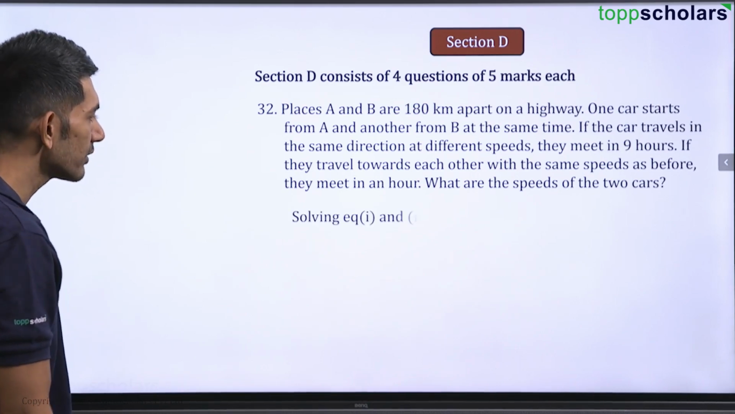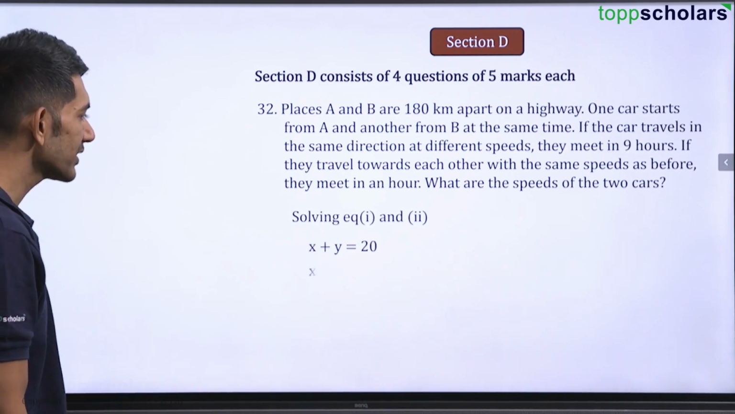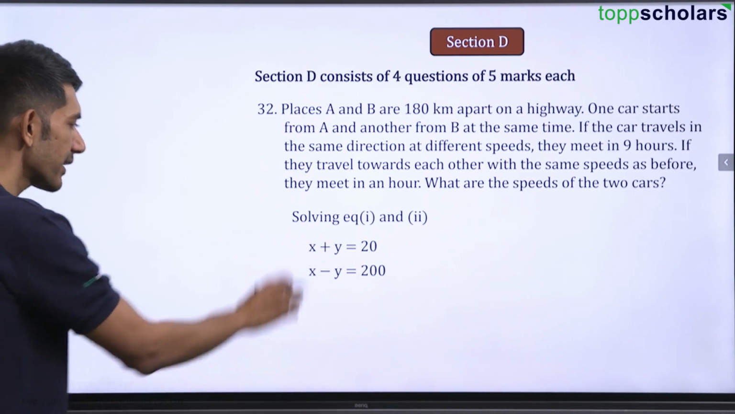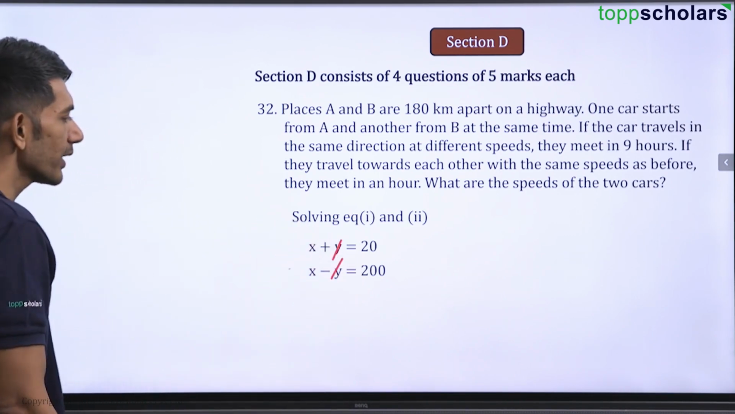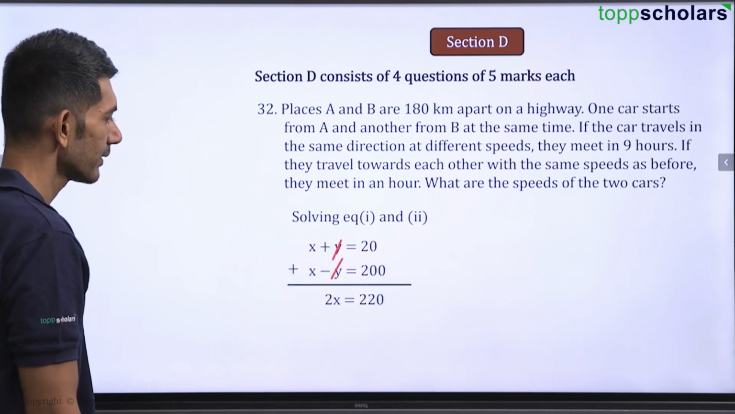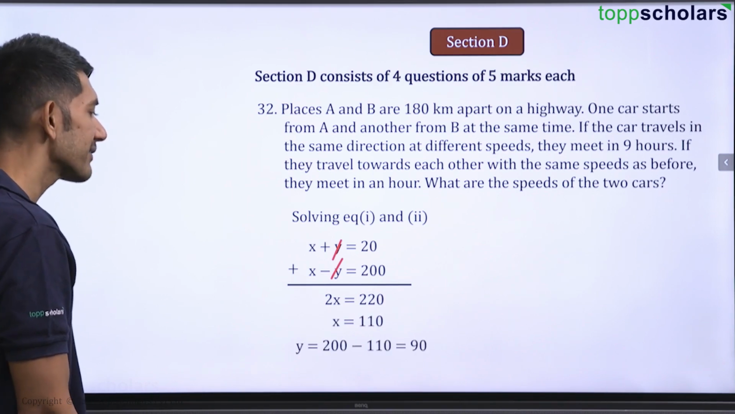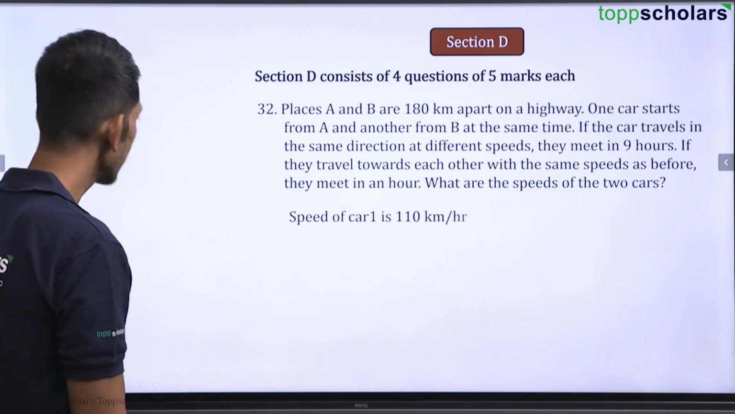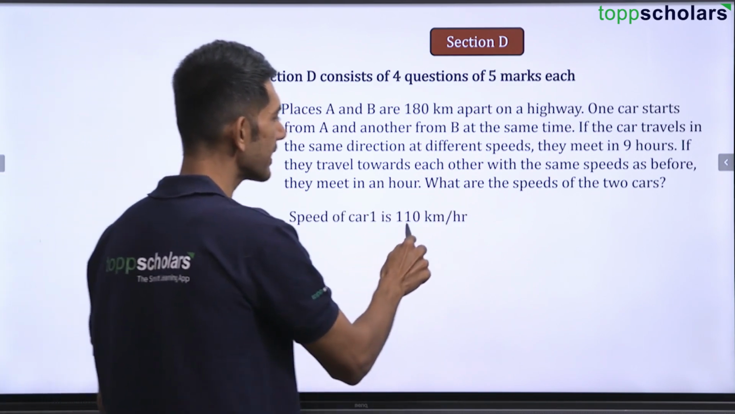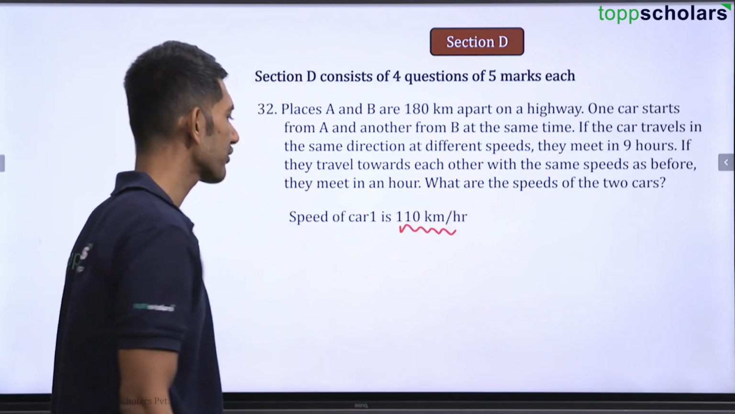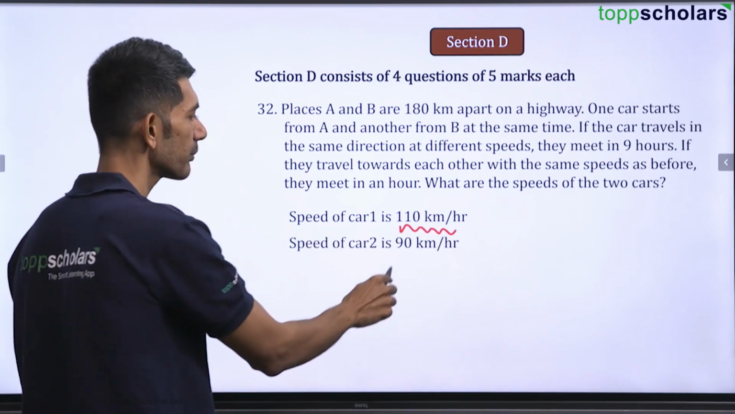So now you can solve this further. So x plus y is 200 and x minus y is 20. You add them, you get 2x is equal to 220. So x is equal to 110. If you put the value there, y is 90. So the speed of the first car, you can say, is 110 km per hour, and the speed of the second car is 90 km per hour.